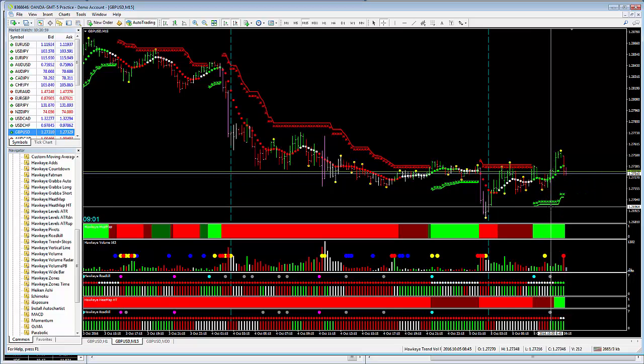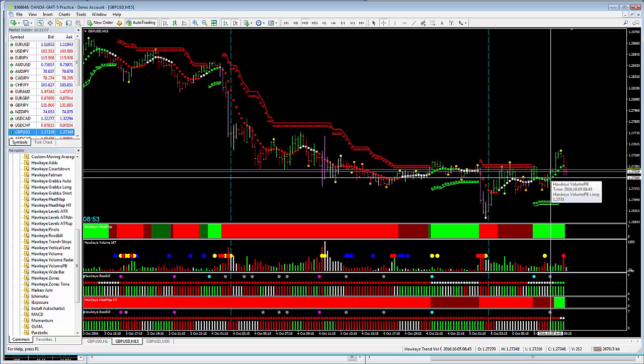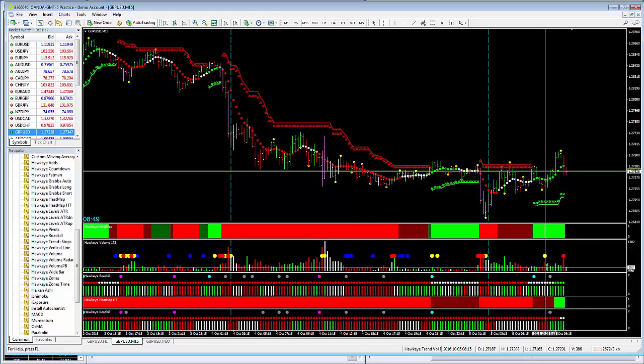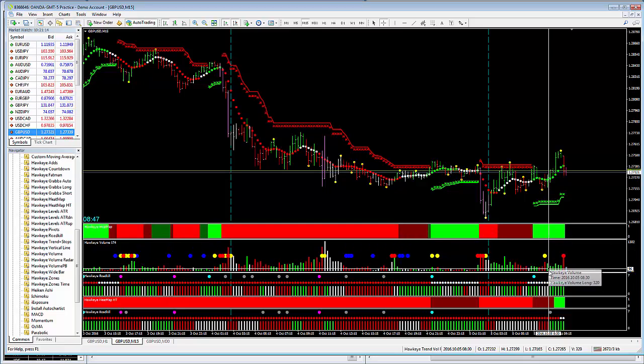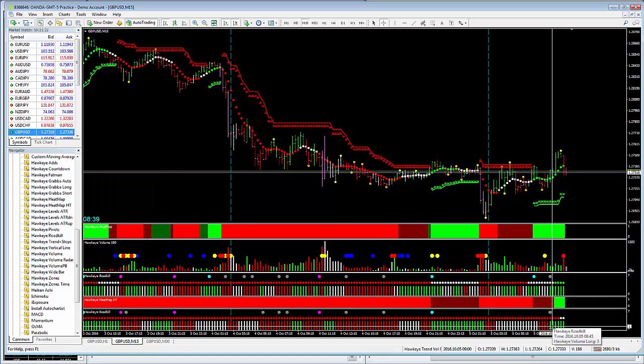Right here, 1, 2, 3, that was your first initial entry for a long right there. Why? Trend, momentum, volume on the first time frame. Second time frame, volume, momentum. Third time frame, volume. Okay, double dot confirmation. This is your first confirmation point that you can go long with respect to the longer time frame right there.